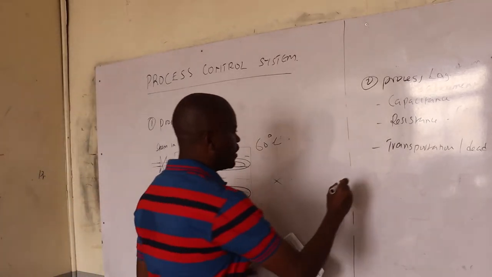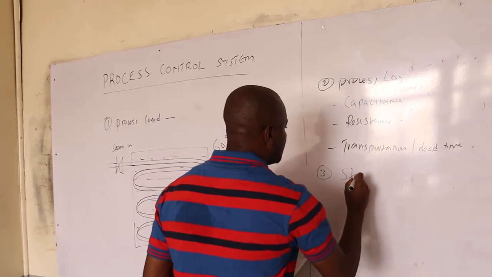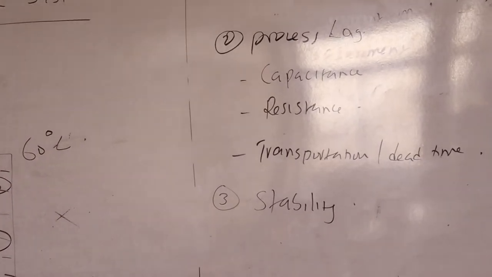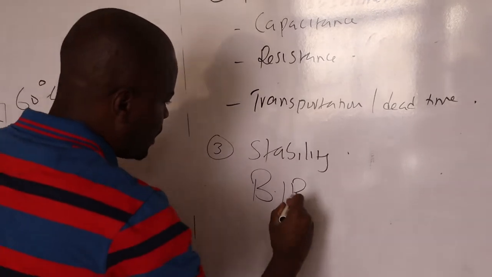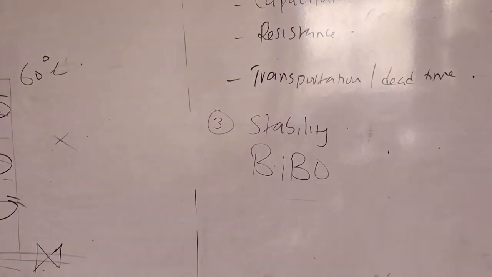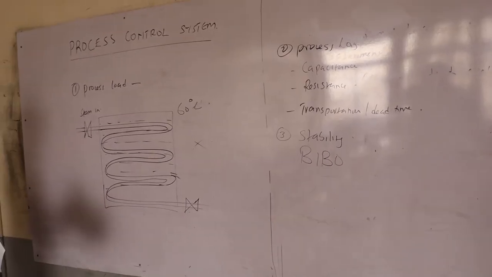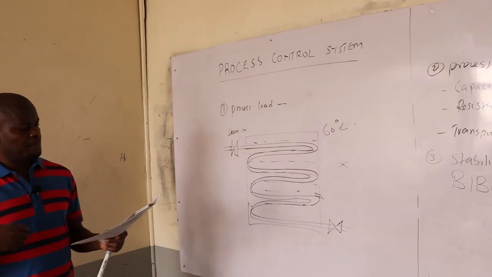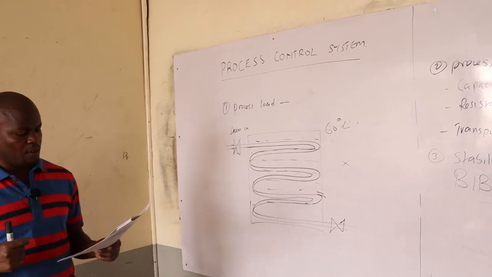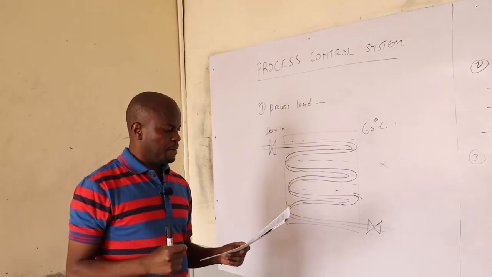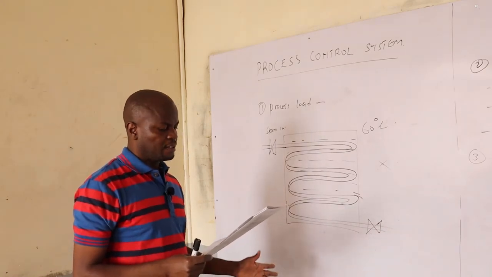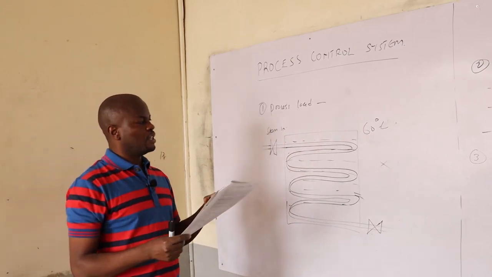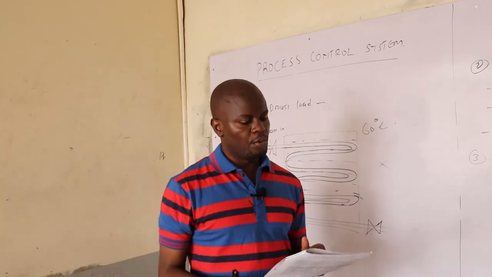And then we have the last characteristic, which is stability. For stability, we can always talk about BIBO, that is, bounded input, bounded output. For a given input, there should be a given known output. Any given known input should give a given known output. Therefore, we can talk of stability. A system is said to be stable if the controlled variable can be returned to a steady state value. Typically, an unstable system will cause a variable to oscillate, and this can be above or below the desired value.